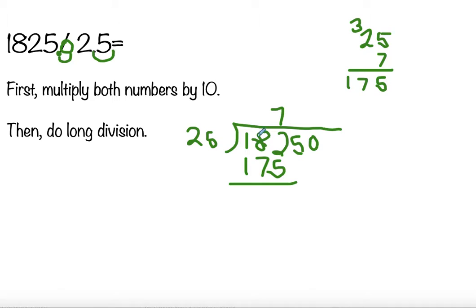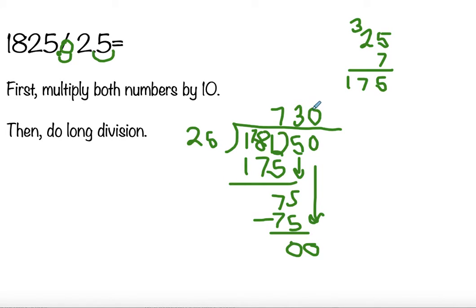I'm going to subtract that, 12 minus 5 is 7, and 7 minus 7 is 0. Then I'm going to bring down that 5, and I know that 75, if I have 75 cents, and that's 25 cents, that's basically 3. Put our 75, subtract, and bring down the 0 one last time. And you know that 0 divided by 25 is 0. So our answer for that guy is 730.